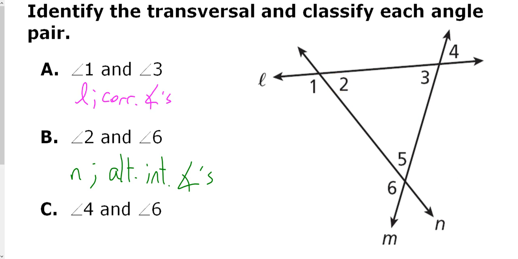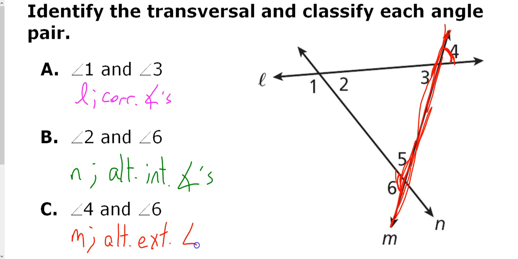The last one, angles 4 and 6. So if we look at angle 4 and angle 6, if we highlight the transversal here that touches both of those angles, it would be line M. And I see that they're both exterior angles, and one is on the left of line M, and one is on the right. So those are alternate exterior angles.